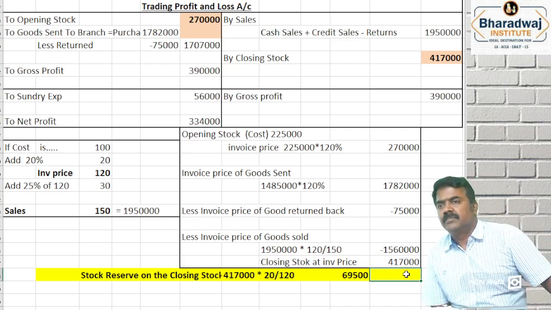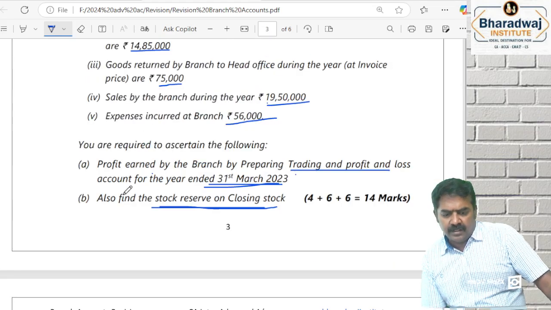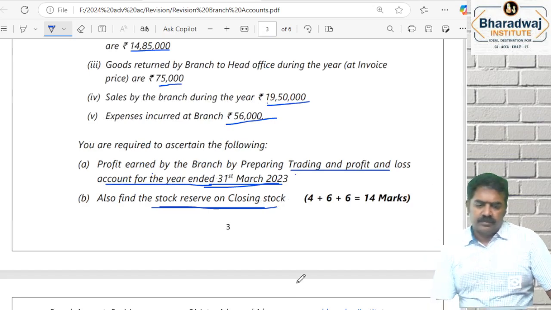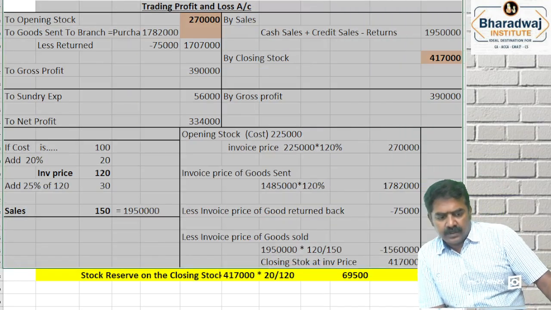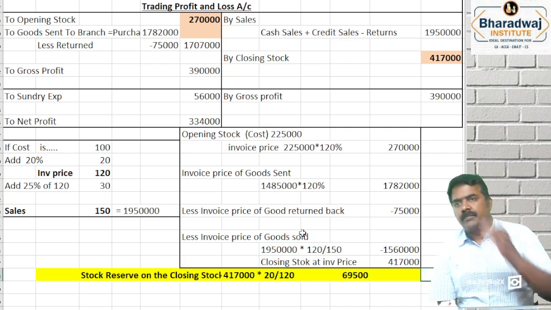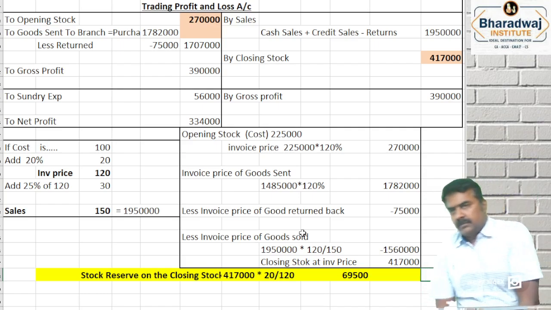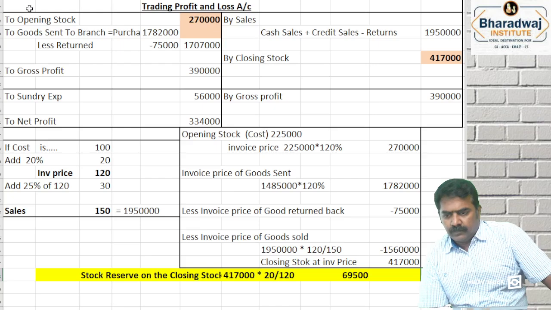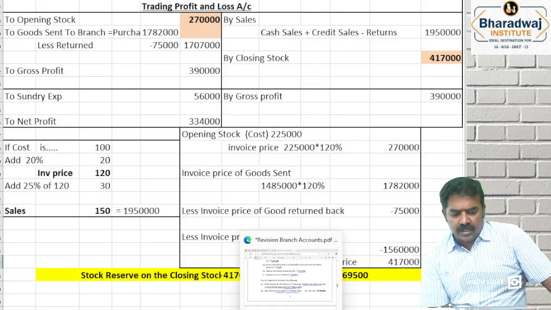Formula then. Is it over? Hope we made the addition at the end. And the trading P&L account is prepared on what basis? Invoice price basis. Over. Any doubt in it? Live online friends, have you completed? Done? Yes, sir. Is it over? Go through the next question.